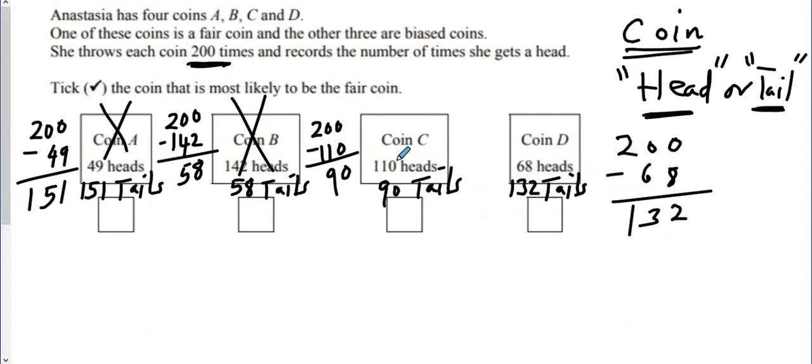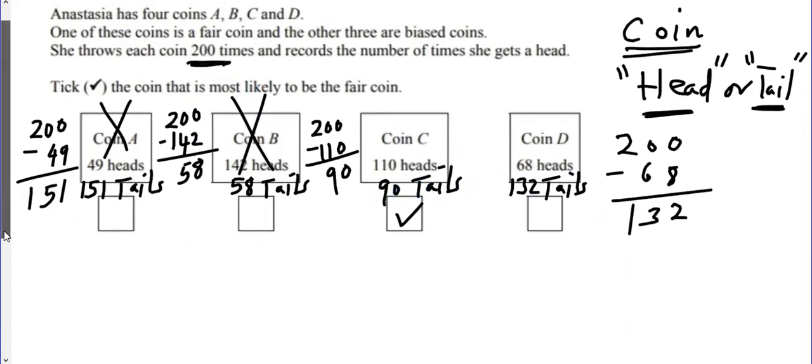Now we can see that at least for coin C, we have 110 heads and 90 tails. Take the coin that is most likely to be fair. I think coin C is most likely to be fair compared with the remaining others, because we have 110 heads versus 90 tails. So at least that coin is fair.